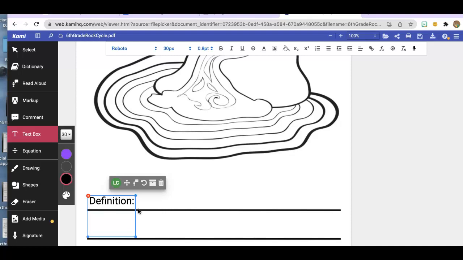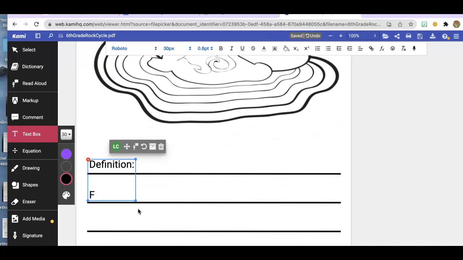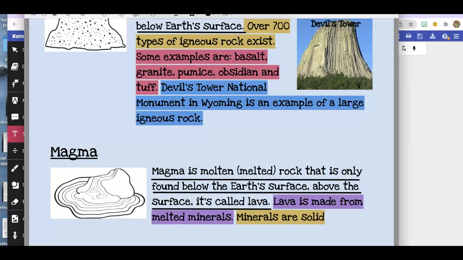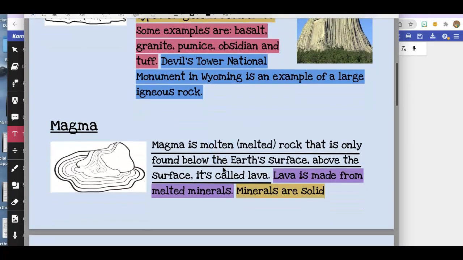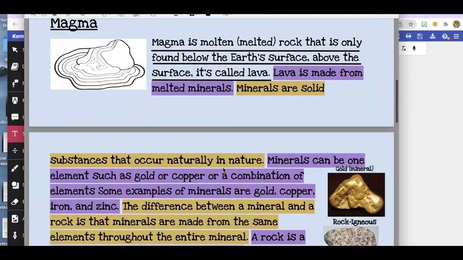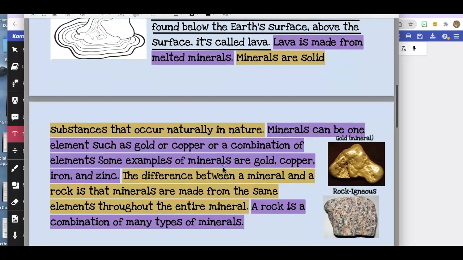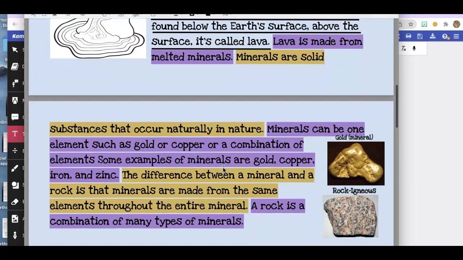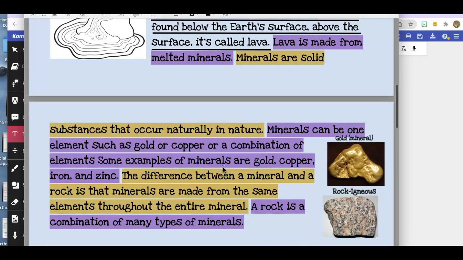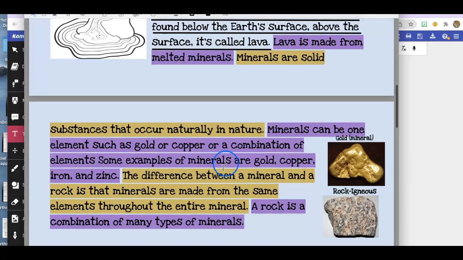On the second line, or whatever your next available line is, you need to write the word fact and the number 1. So guess what? We're going to go back to our facts and definitions and look at everything we've highlighted. Remember, what is highlighted is what we are using as facts. So, you have the first fact. Lava is made from melted minerals.